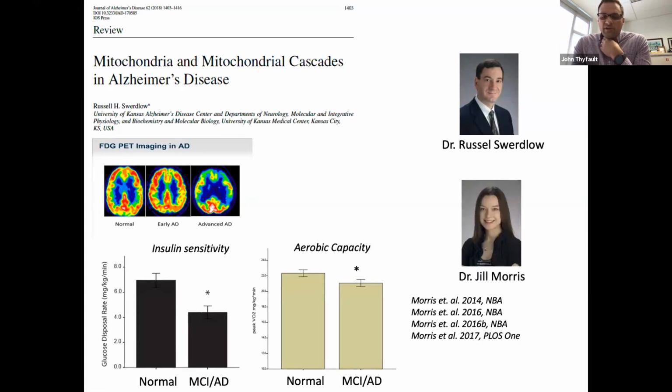Then also Dr. Jill Morris, who's faculty here and was a postdoctoral fellow under Dr. Swerdlow and Dr. Burns here at KU Med, has also done work showing that people with mild cognitive impairment or Alzheimer's disease have lower insulin sensitivity measured by clamp, and they have lower aerobic capacity. So that led us to believe that they must have abnormalities in skeletal muscle mitochondrial function that tracks with these, because typically insulin sensitivity and aerobic capacity track with muscle mitochondrial function.